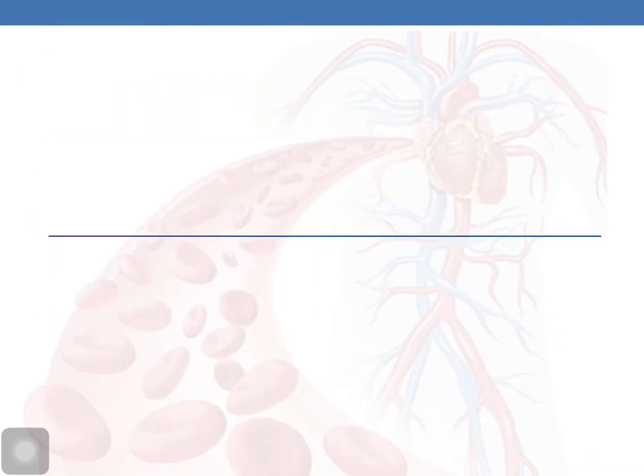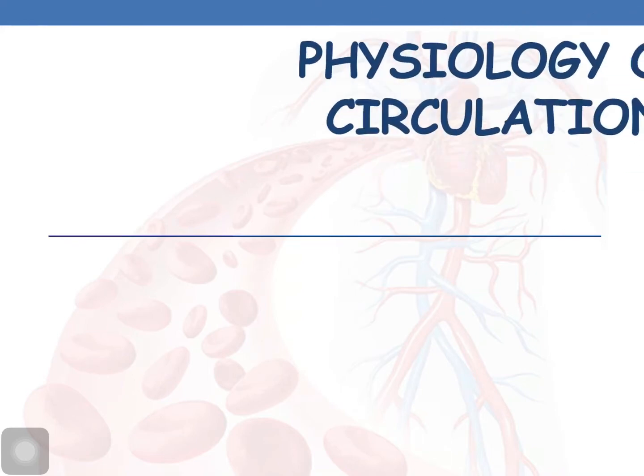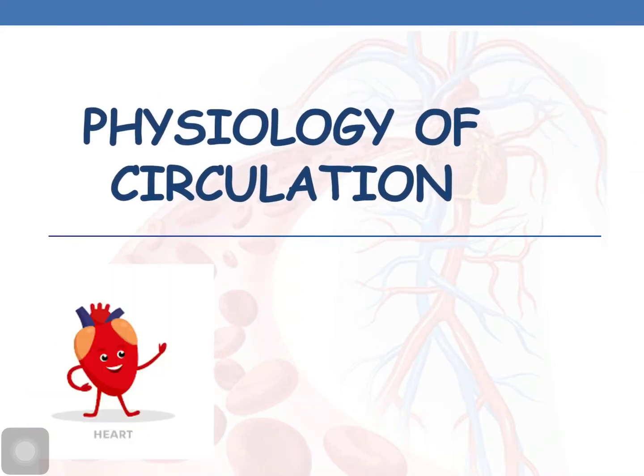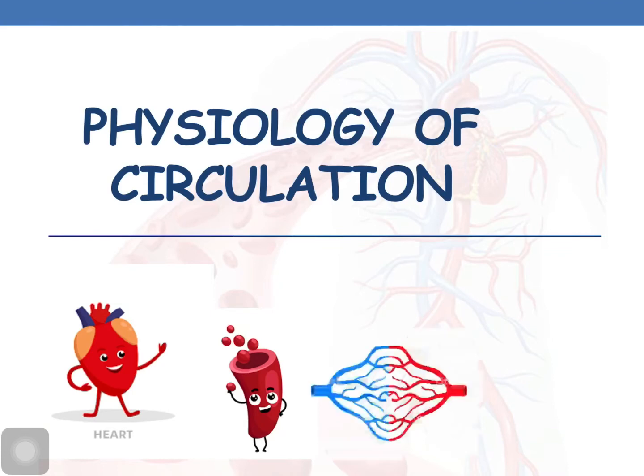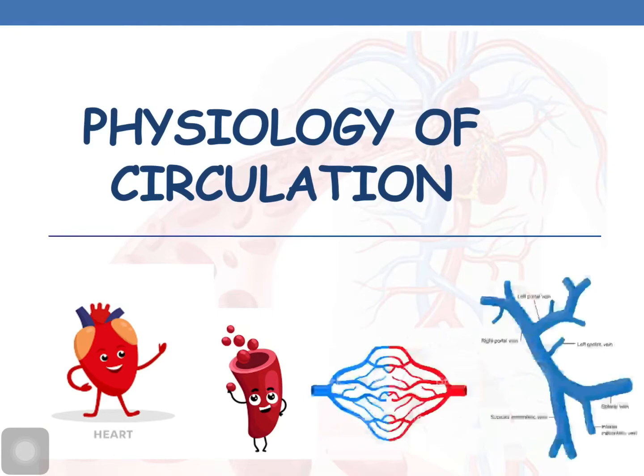To sustain life, blood must be kept circulating. By now, you are aware that the heart is a pump, the arteries are pressure reservoirs and conduits, the capillaries are sites of gas exchange, and the veins are conduits and blood reservoirs. Now for the dynamics of the system.